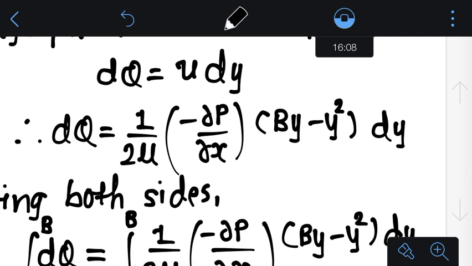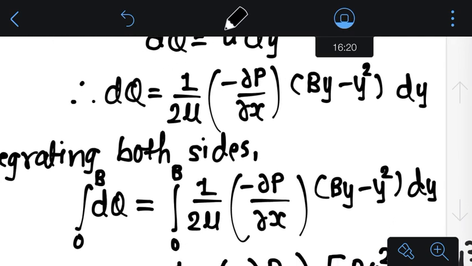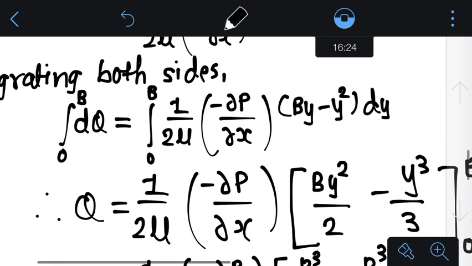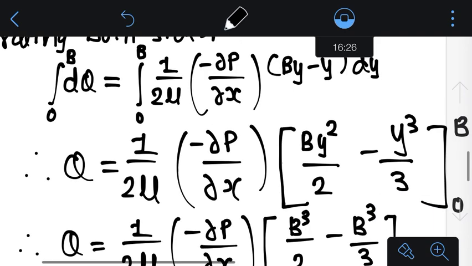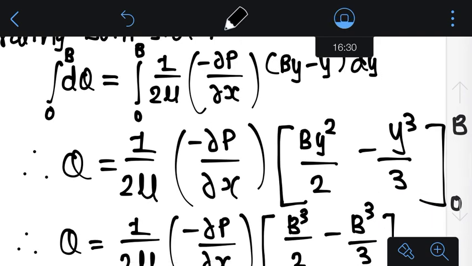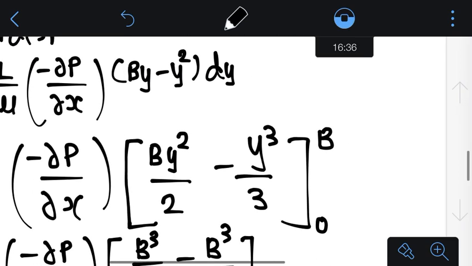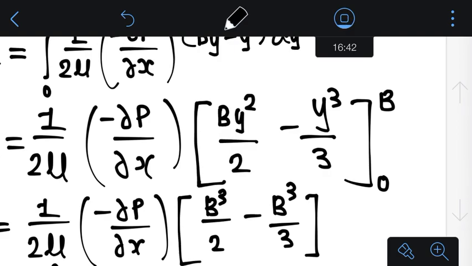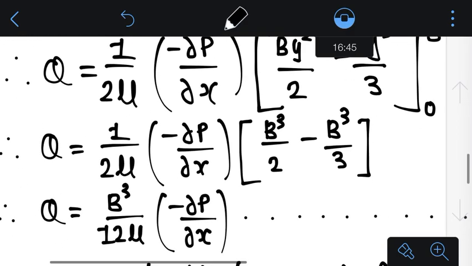So if you see here, we can substitute the value of u into this form. So dq would be equal to 1 upon 2 mu into minus ∂p/∂x into (By minus y square), that is the equation of the velocity, into dy. So integrating both the sides with limits from 0 to B, we get Q equals 1 upon 2 mu into minus ∂p/∂x, which will come outside of the integration, and after integration this term will look like B into y square by 2 minus y cube by 3 for limit 0 to B. Now applying the limit here, your Q would be equal to 1 upon 2 mu into minus ∂p/∂x into (B cube by 2 minus B cube by 3).